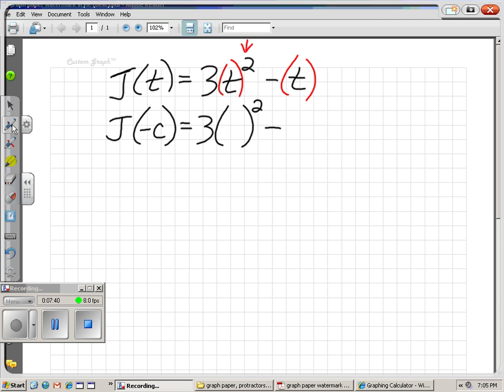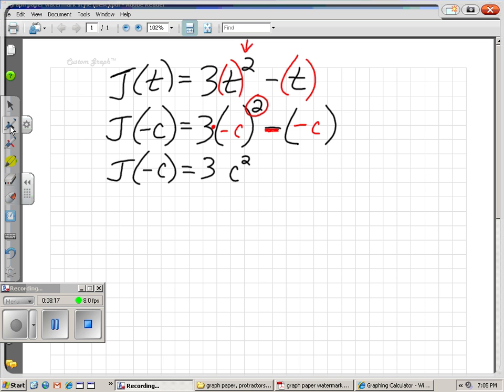All right, here's what I got. I took my t's out. I'm going to replace them with my negative c, okay? Let's simplify. So j of negative c equals, okay, I got some choices here. I can multiply, I can raise it to a power, or I can subtract. All right, order of operations says do your powers first. So what I'm going to do is I'm going to square the negative c. When you square the negative c, that's negative c times negative c, gives you a positive c squared.